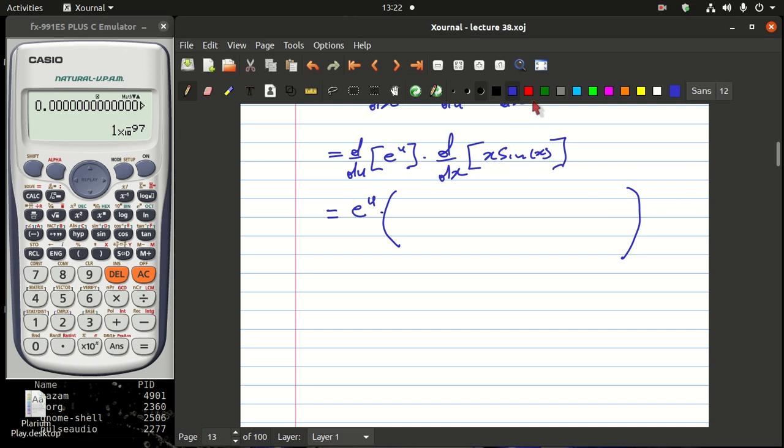But if you notice something here, I have a product here, x times sine x. Sine x is a function, x is a function, so I have to use the product rule. If I wanted to use the product rule here, you keep the second as it is and multiply by the derivative of the first, and then you keep the first as it is and multiply by the derivative of the second. So that is what is actually happening here.